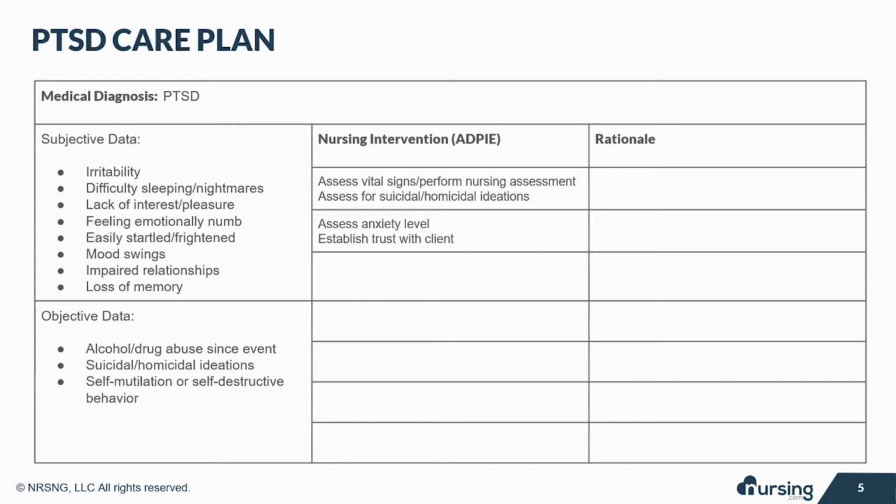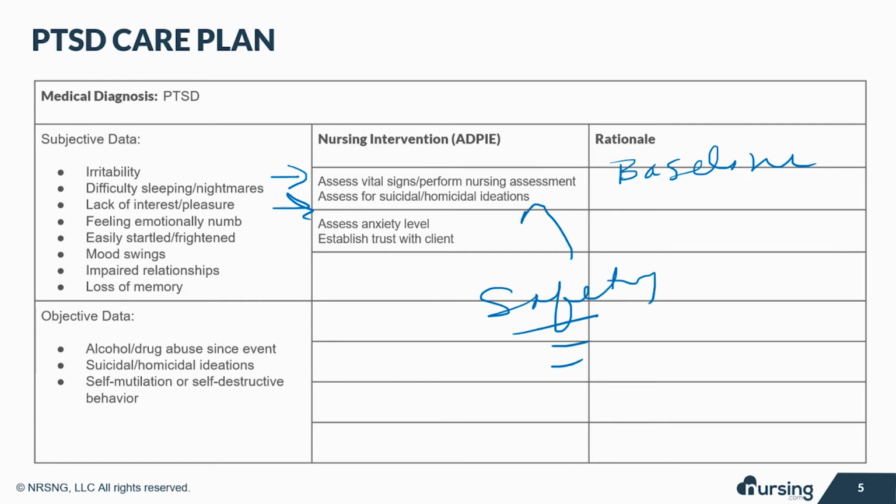For a patient with PTSD, assess vital signs and perform a nursing assessment. Determine your patient's baseline for vitals and assess for any underlying or accompanying medical condition. It is crucial to determine the safety of the patient as well as others by assessing for suicidal and homicidal ideations. Assess the anxiety level in the patient to determine the severity of the condition and the course of treatment or therapy.